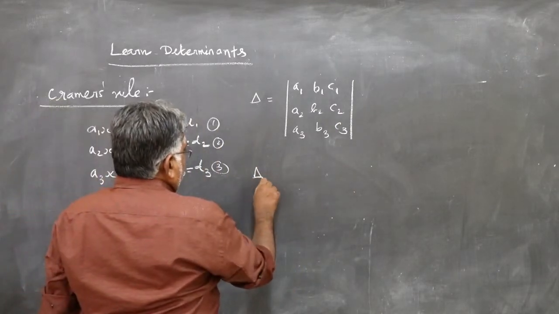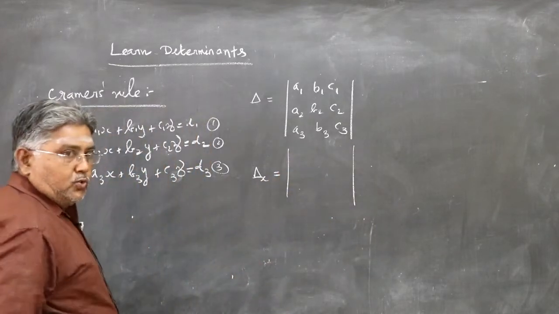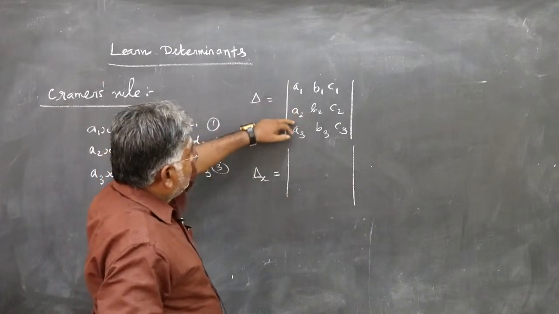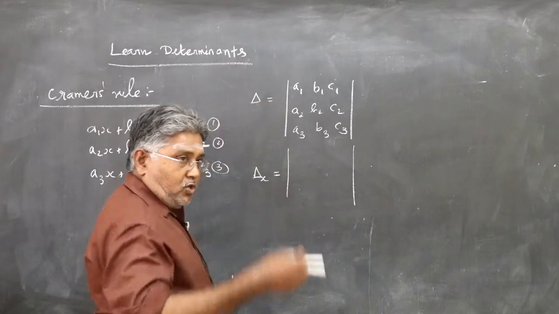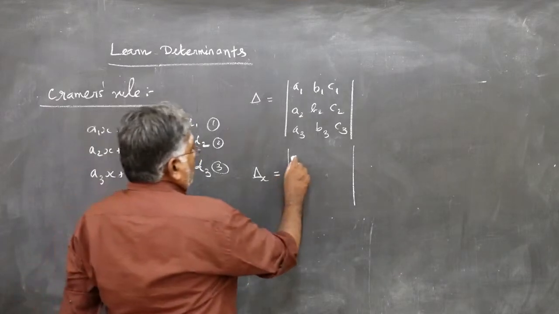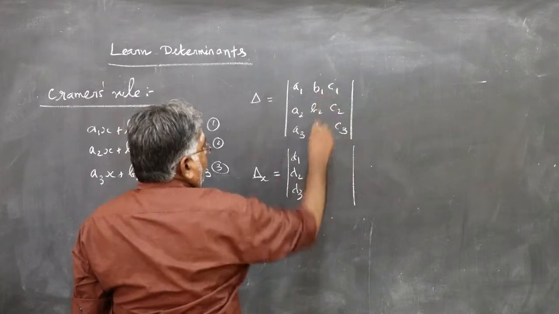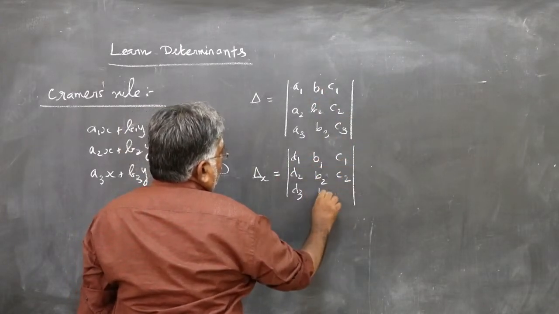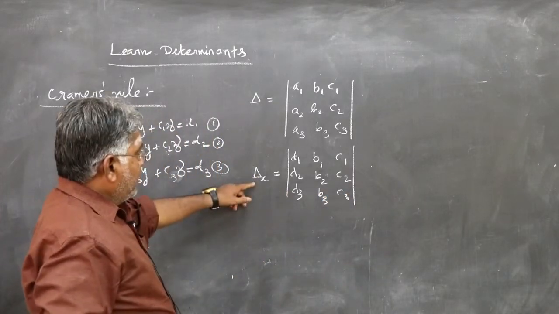Again, next determinant is delta x. Here what you should do, it is same as delta, but the first column made out of a1, a2, a3, that first column elements you should replace by d1, d2, d3. So first column d1, d2, d3. These two will remain as it is. b1, c1, b2, c2, b3, c3. You have to evaluate the determinant. You call it delta x.